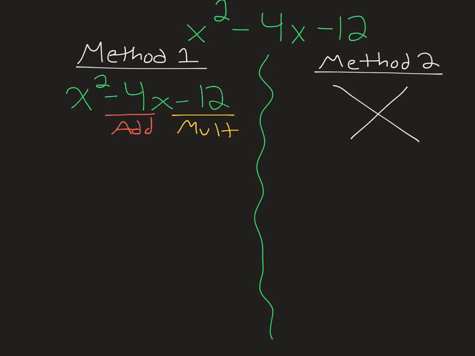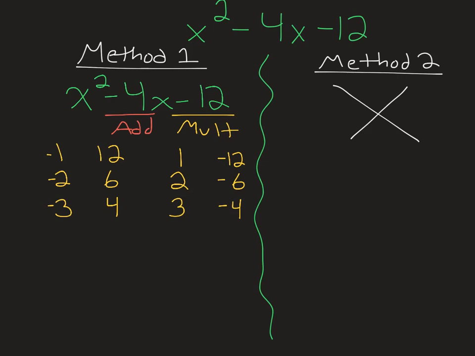So I'm going to list out my factors. 1 times 12, 2 times 6, and 3 times 4. And then I'm going to test these to see if I can add up to a negative 4. Now you might be saying, but Mrs. Strauss, we need to multiply to a negative 12. You're right. So that means I could have negative 1 times 12, or I could have 1 times negative 12. I could have negative 2 times 6, or I could have 2 times negative 6. I could have negative 3 times 4, or I could have 3 times negative 4. And these are all possibilities that we need to check.